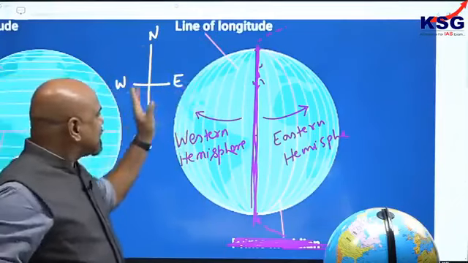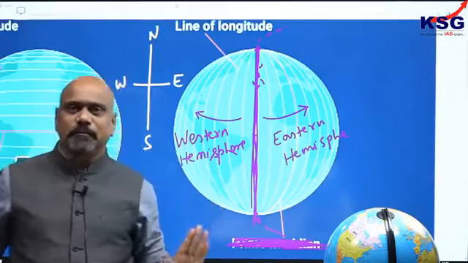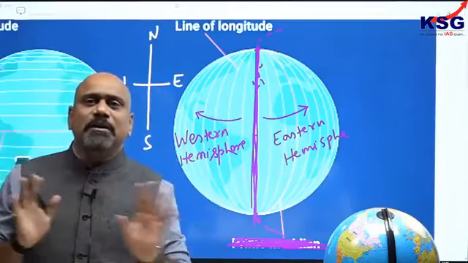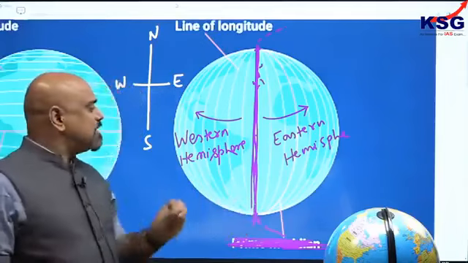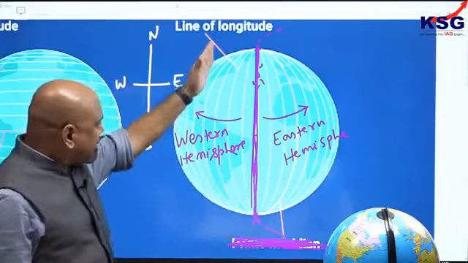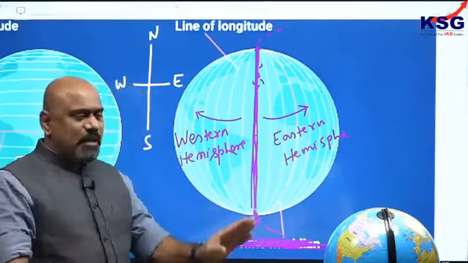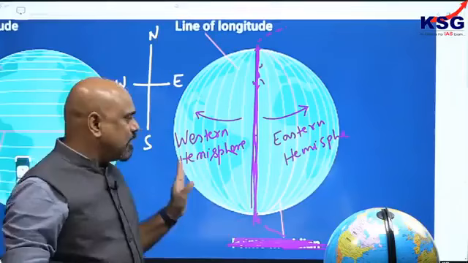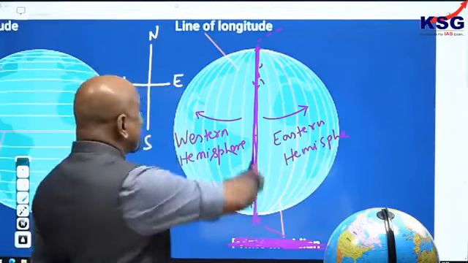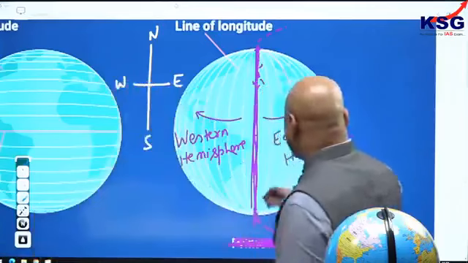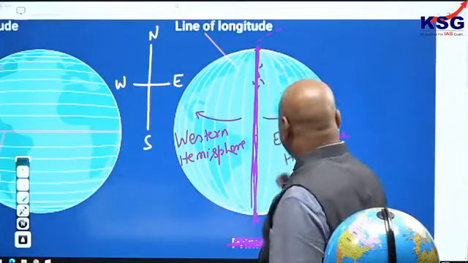North, south, east. So right hand side is eastern hemisphere, left hand side is western hemisphere. Simple, in layman's language I said. If this is the plane which is dividing these two, right hand side is the eastern hemisphere, left hand side is the western hemisphere. Okay, clear? This line which divides the front edge is at 0 degree.